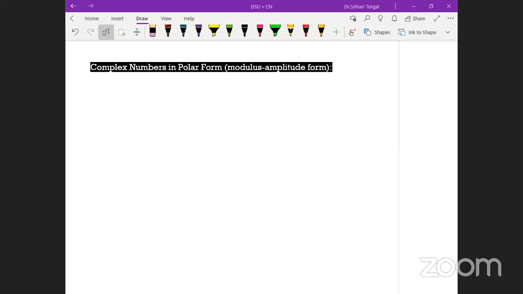Good afternoon. We'll continue from the previous session. Complex numbers in polar form.